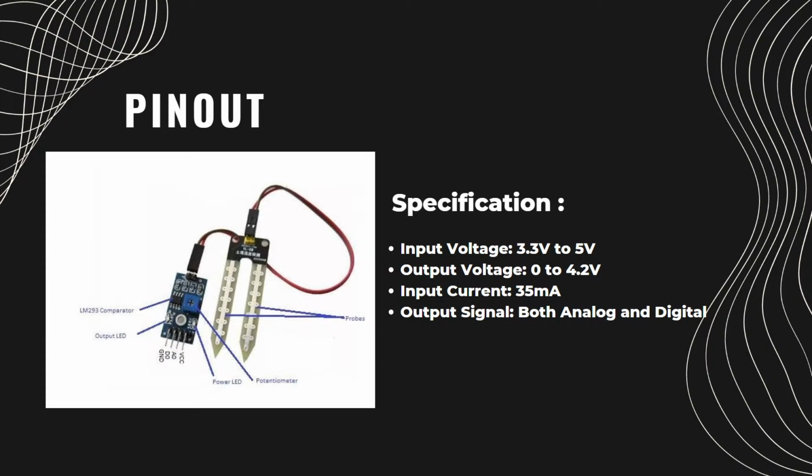Coming to the specification of the soil moisture sensor, the input voltage is 3.3 volt to 5 volt, the output voltage is 0 to 4.2 volt and the input current is 35 milliampere. And coming to the output signal, it can be both analog and digital. You can use whatever you want. In this interface, we are going to use the analog output.